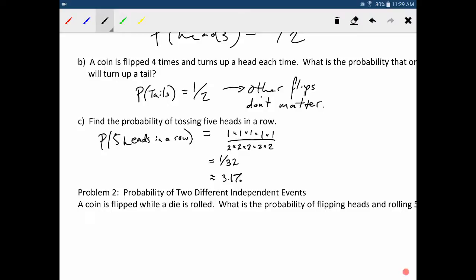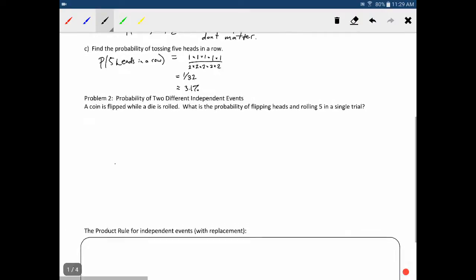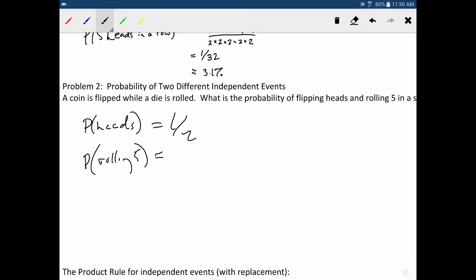So, let's look at the probability of 2 different independent events. A coin is flipped while a die is rolled. What is the probability of flipping heads and rolling a 5 in a single trial? Okay, so what we're going to do here is say, well, what's the probability of flipping heads? That's going to be 1 out of 2. And what's the probability of rolling a 5? That's going to be 1 in 6.